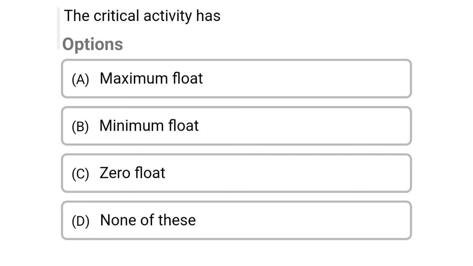So next question, the critical activity has option A maximum float, option B minimum float, option C 0 float, option D none of this. So the correct answer is option C, 0 float.